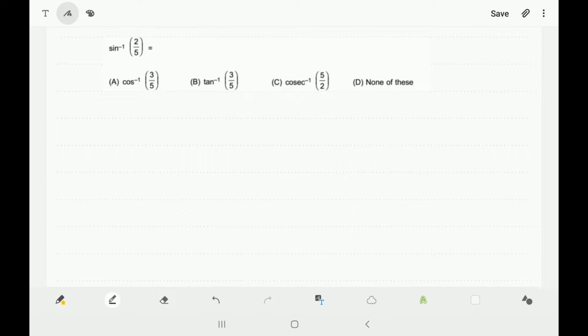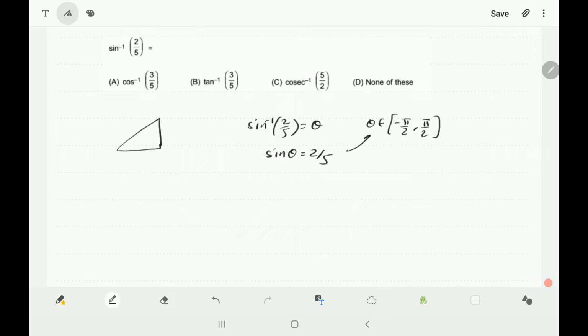In this problem, we have to convert sine inverse 2 by 5 in terms of cos inverse, tan inverse and cosecant inverse and check which of the values are true. If you see sine inverse 2 by 5, let's consider it as theta, provided theta belongs to the closed interval minus pi by 2 to pi by 2, because the range of sine inverse is from minus pi by 2 to pi by 2. Now this implies that sine theta will be equal to 2 by 5, provided theta follows this condition.